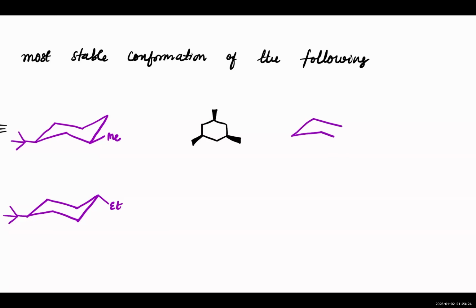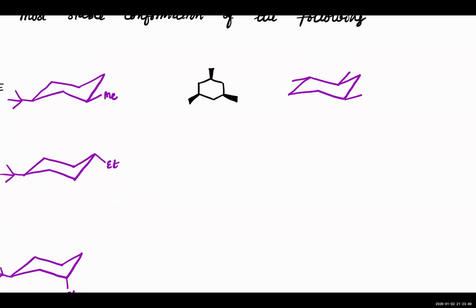Check it out. If it has been given this way, that means all of them are cis to each other, correct? And you know that in 1,3,5, cis position is all of them being equatorial or all of them being axial. And since equatorial is the most stable form, I can do it this way. I can keep it this way, and here I can keep it this way, like this. So this is the correct structure.